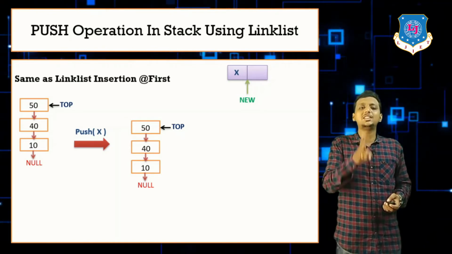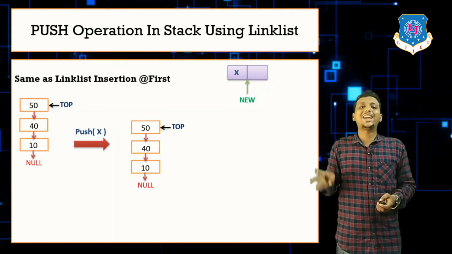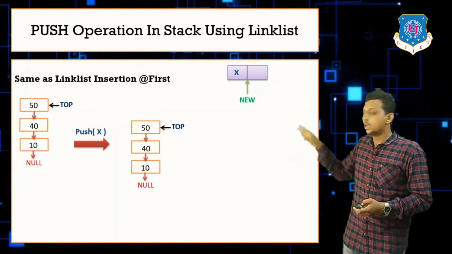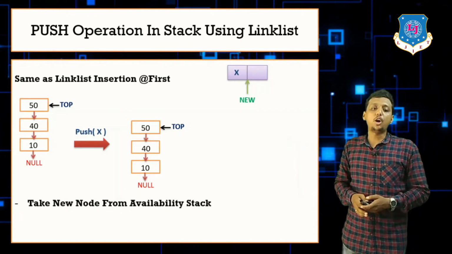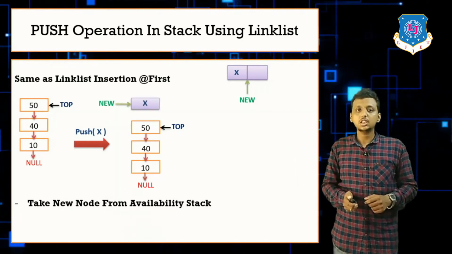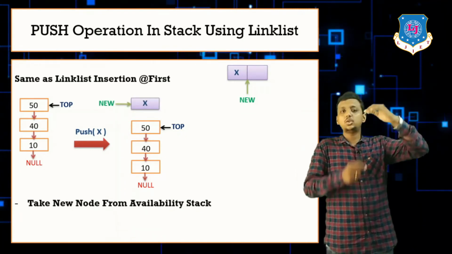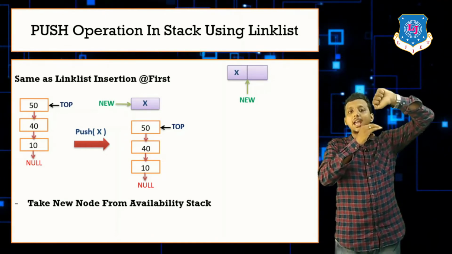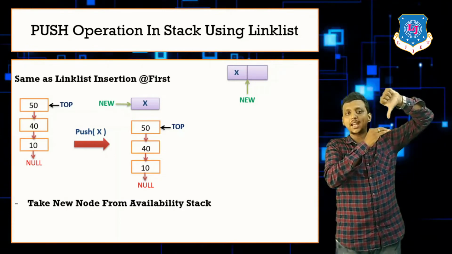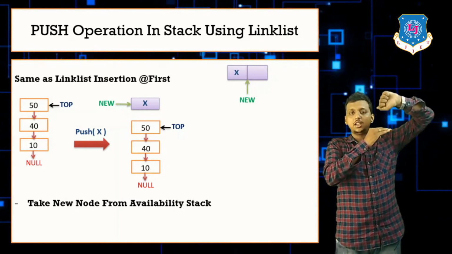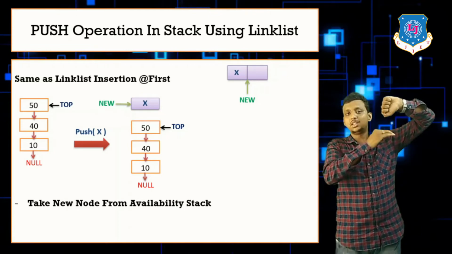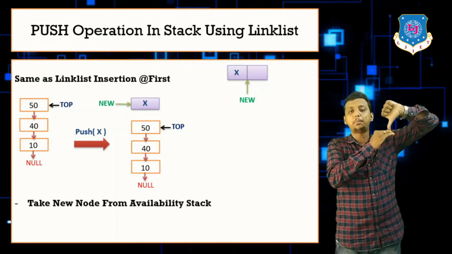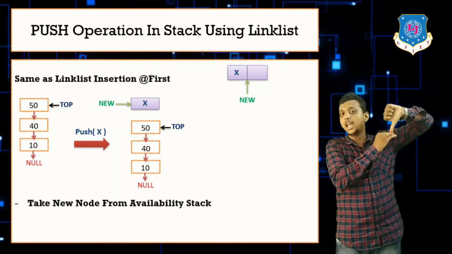So by using these three common steps, you can get your new node from the availability stack. And now just put it over here, on the top of the 50. So what we need to do is connect. See, this is 50, this is X. I just need to connect the link of X to 50. The name of this node is X, the name of this node is top. So link of X is connected to top. This is my first step.